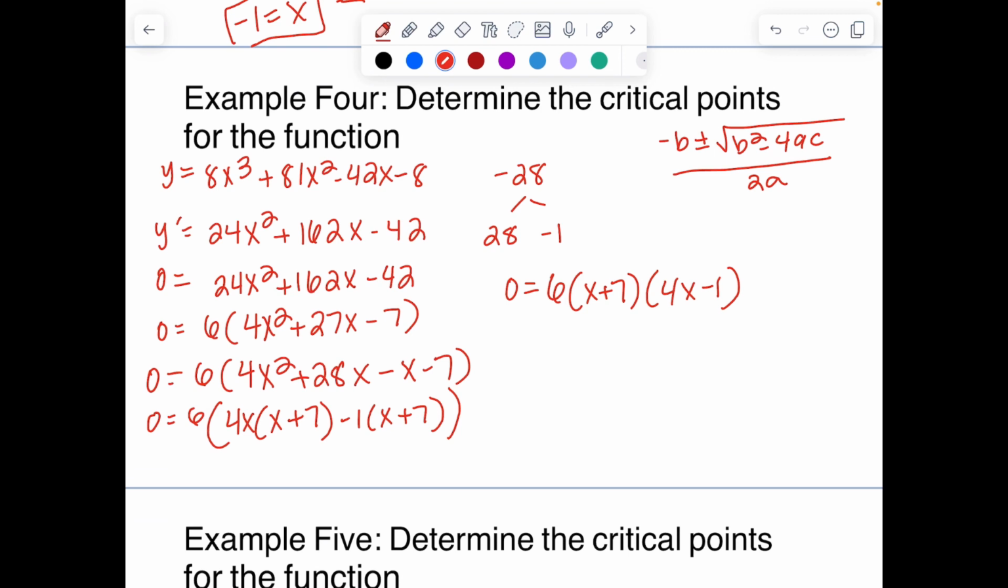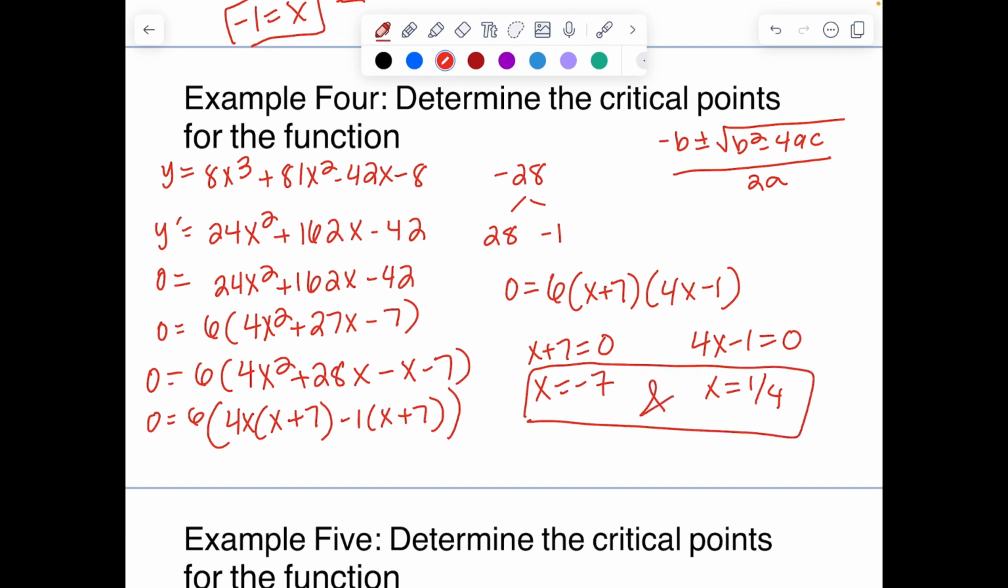So I'm going to do x plus 7 equals 0. The 6 gets to go away because that's just a coefficient. And 4x minus 1 equals 0. This gives me x equals negative 7, and this gives me x equals 1/4 if I add the 1 over and divide by 4. So at either of these places, there is a critical point. And later this week, we'll talk about how we can tell which kind of critical point it is, how we can tell if it's a minimum or a maximum, etc.